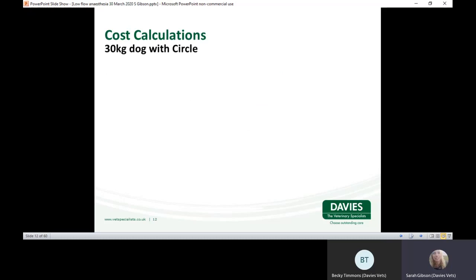I've included this slide as a reference for how to do the calculation. So in this example, we've got a 30 kilogram dog having anaesthesia with a circle. So the first 10 minutes, the settings are a fresh gas flow rate of 4 litres and then isoflurane at 2%. And then for the rest of the anaesthetic, 90 minutes, we've reduced down to 2 litres per minute with isoflurane at 1.8%.